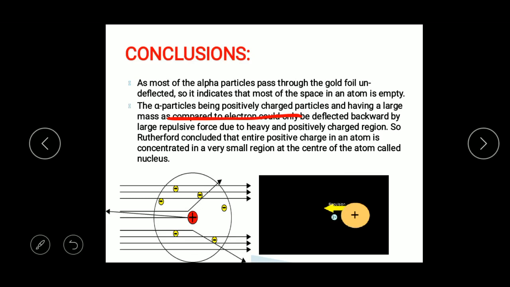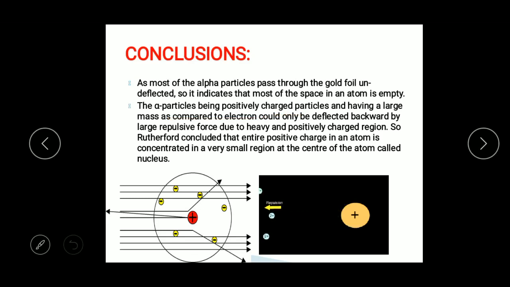So these alpha particles are repelled, a repulsive force is acted on them by some other positively charged region present inside the atom, right? So Rutherford concluded that the entire positive charge in an atom is concentrated only in a very small region at the center of the atom, that is called the nucleus, right?